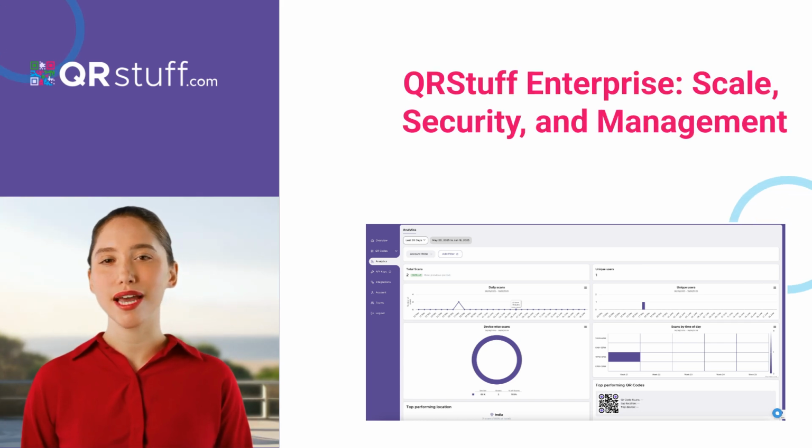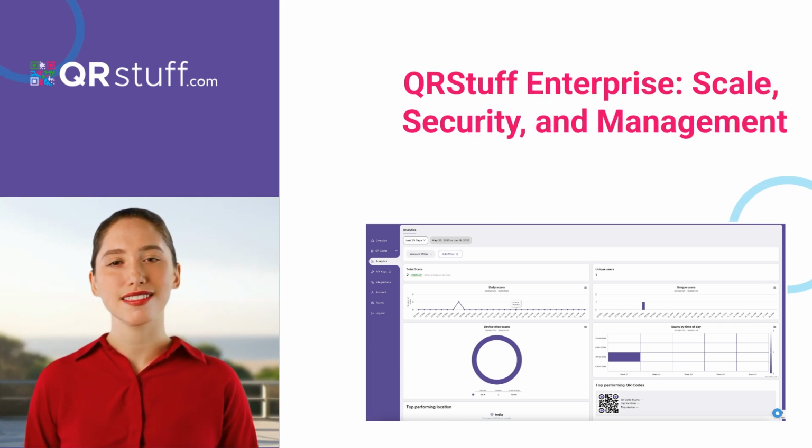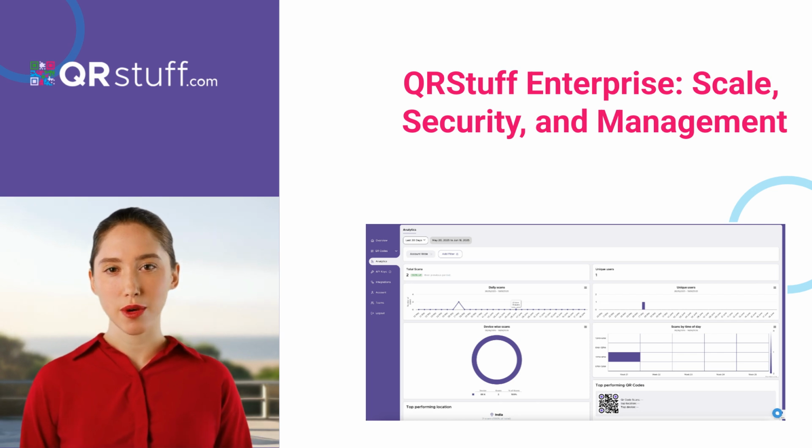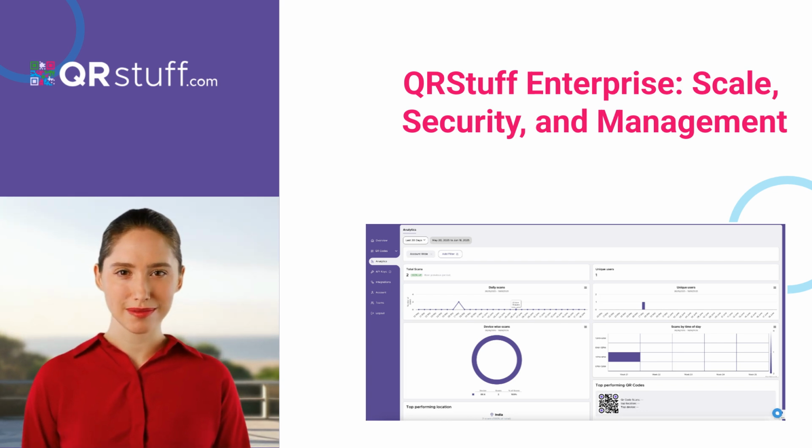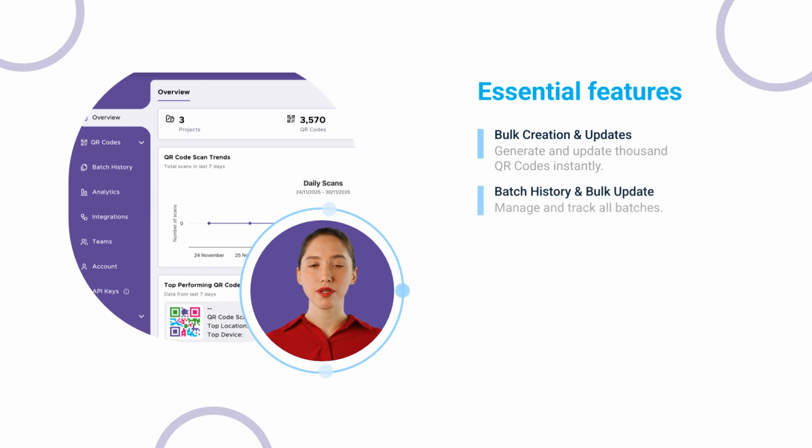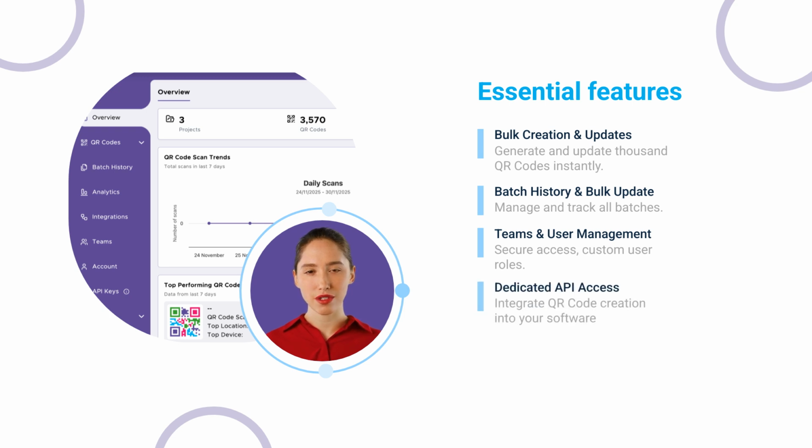Welcome! If you manage large-scale marketing campaigns, coordinate across multiple teams, or require the highest level of data security and compliance, the QRStuff Enterprise Plan is built for you. We will now explore the essential features that provide this power: bulk creation, batch history, team management, and API integration offered under the Enterprise Plan.